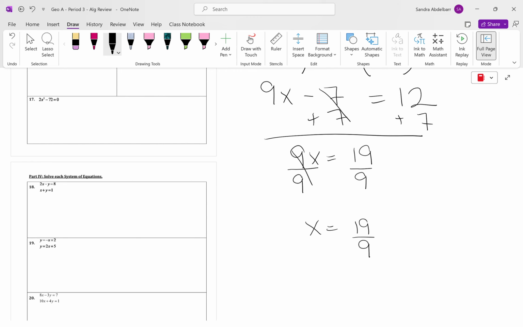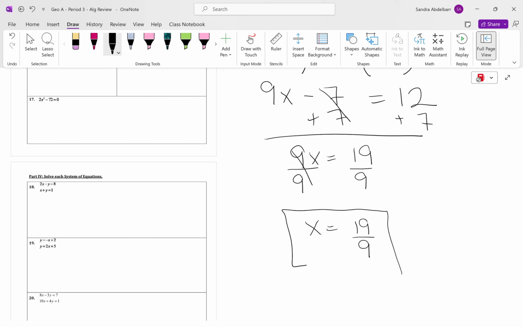In the middle school, they love to have you make mixed numbers. We don't love mixed numbers in the high school. We love improper fractions in the high school. So what you would do is you leave your answer improper and simplify it if possible. Is there any way to reduce 19 and 9? No, so then you would just leave it just like this.